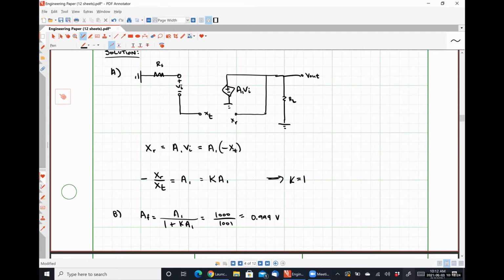Excuse me. So for the amount of feedback that we are applying, which is 1 plus K A1, this is obviously then 1001. It has a value of 1001, and we could consider it to be volt per volt. Wouldn't be an issue there. This amount of feedback applied, 1001 volts per volt, really doesn't mean a whole heck of a lot right now.